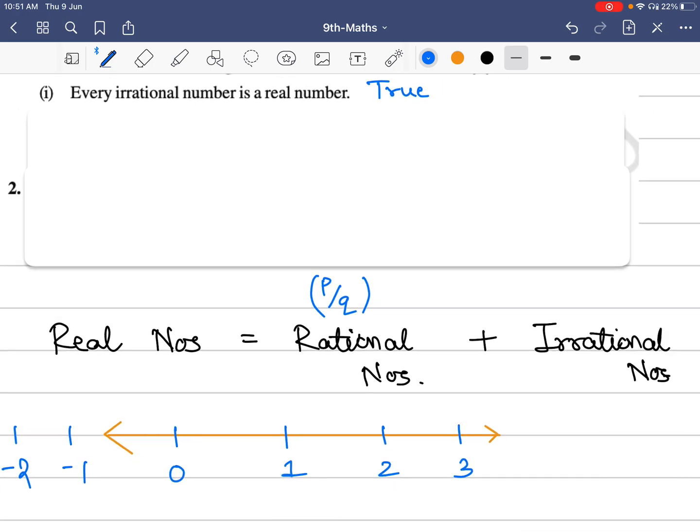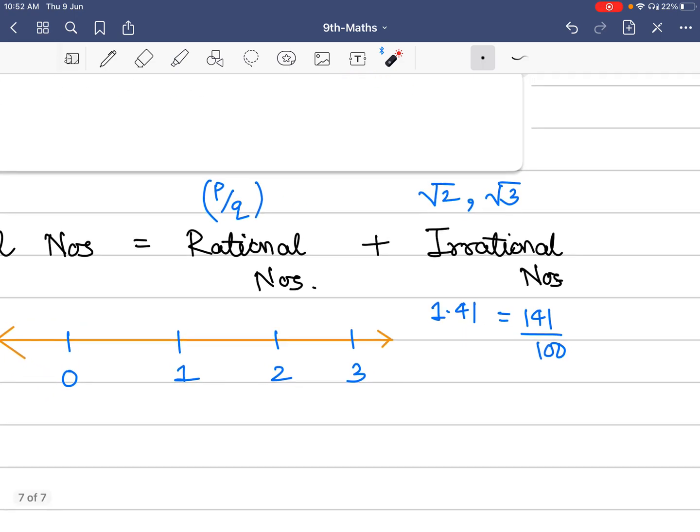An example of irrational numbers is under root of 2, under root of 3. So irrational numbers are those numbers which in their decimal form, for example 1.41. So 1.41 is a rational number because it can be expressed in the form of 141 divided by 100. So this becomes of the form p by q. So 1.41 is a rational number.